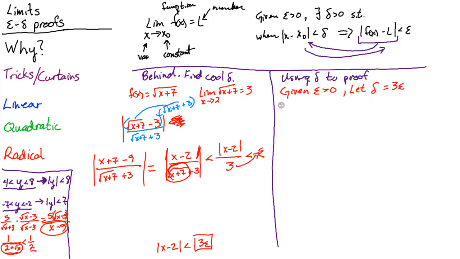Then, for all x such that absolute value of x minus 2 is less than 3 epsilon, or is less than delta, which is equal to 3 epsilon, we get, okay, so we're going to do this. x minus 2 is less than 3 epsilon. And so we do this. We get that x minus 2, divide both sides by 3, over 3 is less than epsilon.